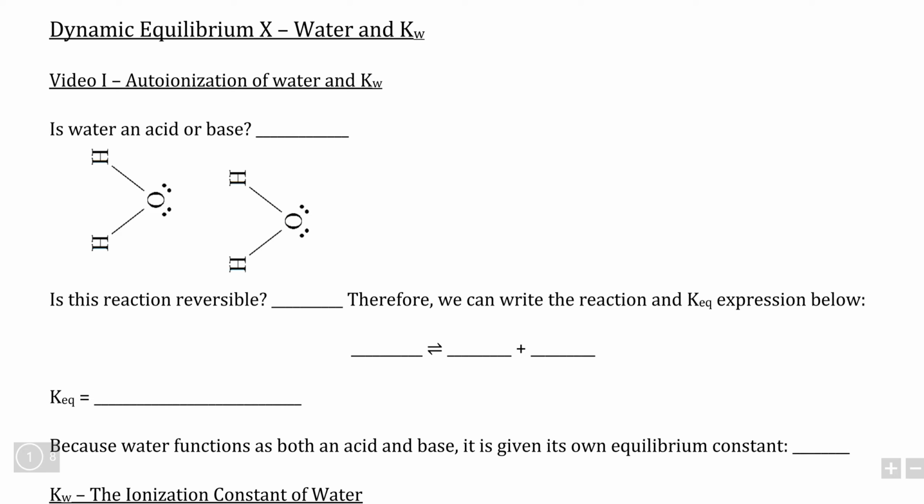In this video, we're going to be looking at the fairly unique equilibrium system formed when water reacts with itself. When we looked at amphiprotic compounds, we saw how water can use one of its lone pairs to form a bond with a hydrogen on another water and take it away, thereby forming hydronium. Therefore, we know that water can act as an acid.